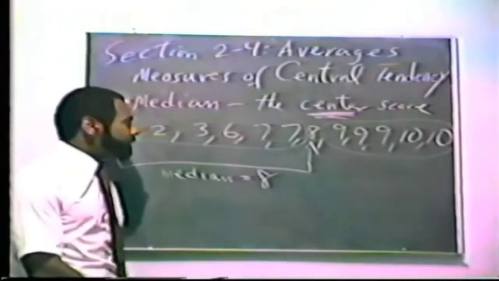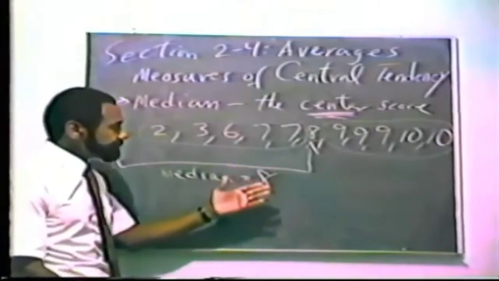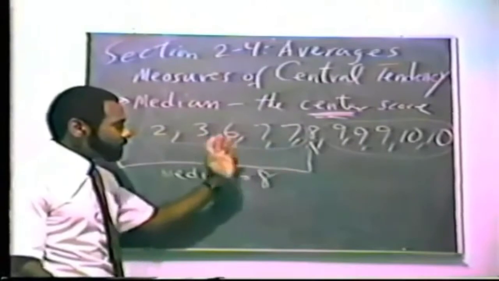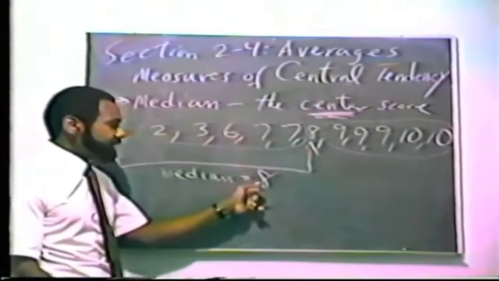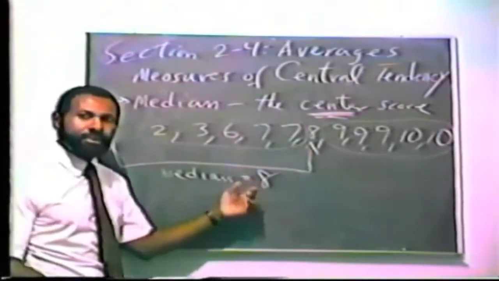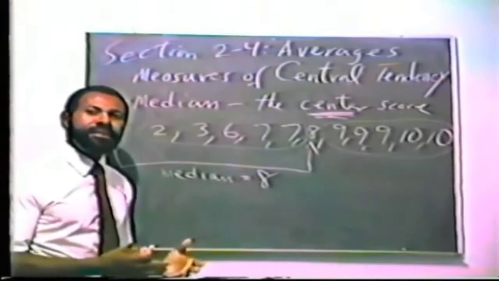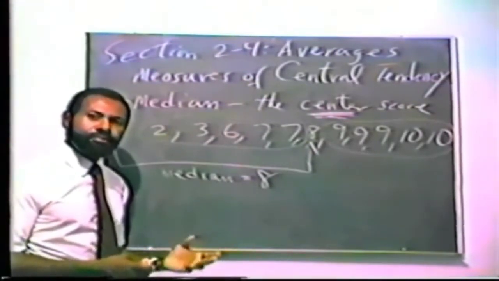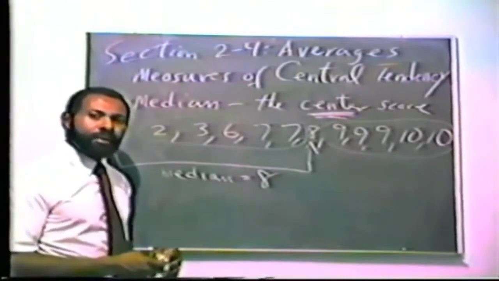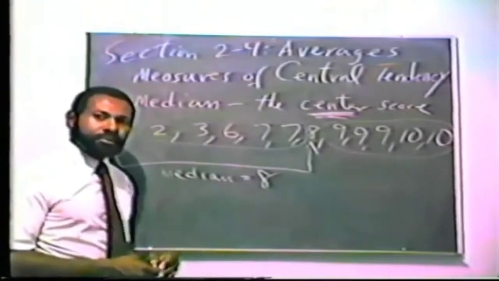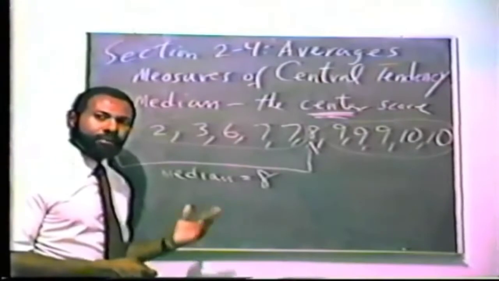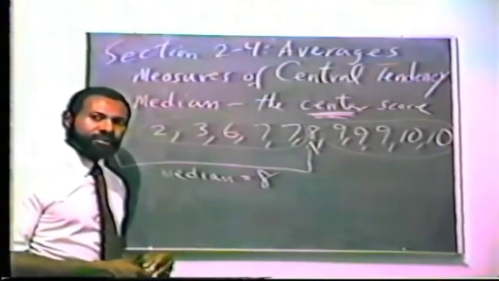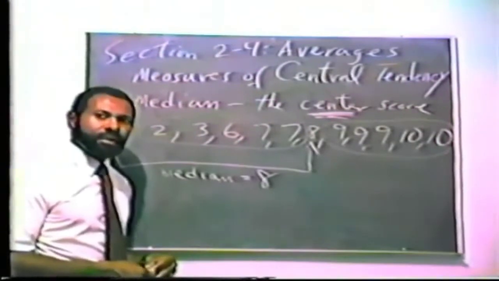So we can talk about this data set and say that the average score for this data set is 8, because the median is an average. It's the most typical score that we can come up with to describe the data set. That's what the median represents theoretically.